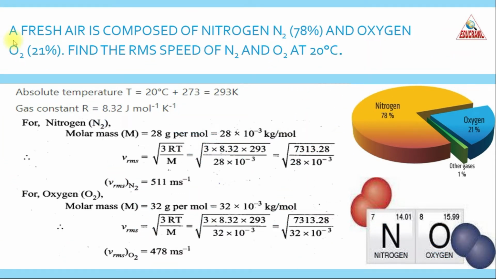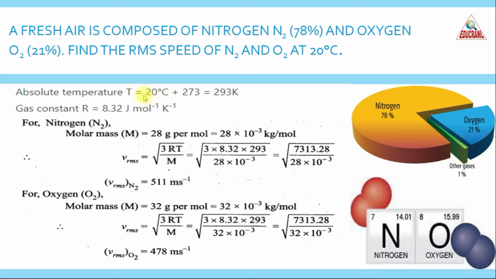The first problem: fresh air is composed of nitrogen 78% and oxygen 21%. Find the RMS speed of nitrogen and oxygen at 20 degrees Celsius. So the given data: the temperature is given as 20 degrees Celsius.